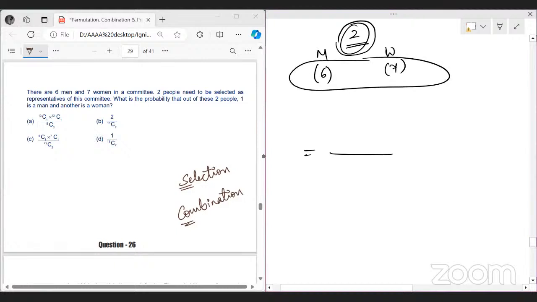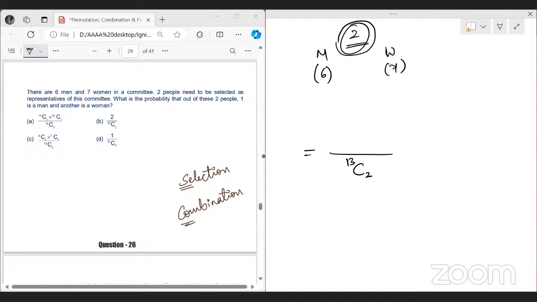You are picking 2 people out of 13 people, so 13C2 it is. This is the total number of outcomes, out of which one is a man and one is a woman. You pick one man out of 6 men and one woman out of 7 women. If it is "and", do I multiply or add? Multiply. So the answer is Option C.